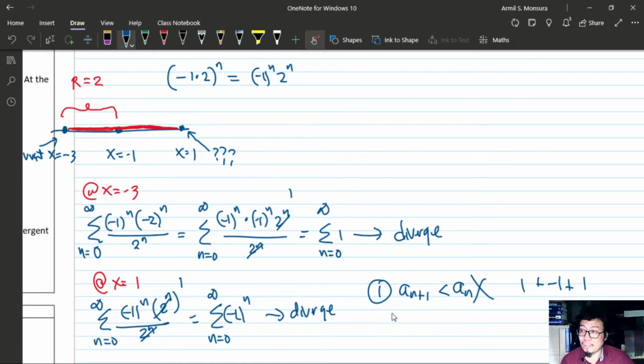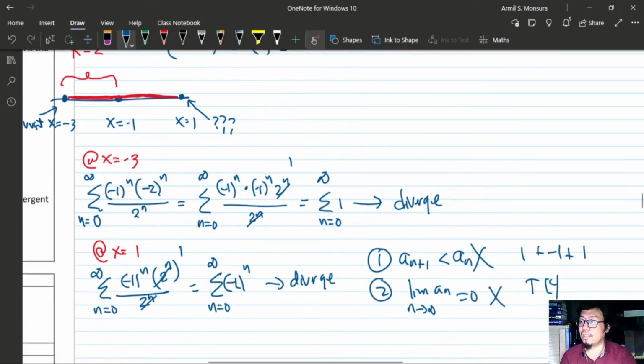And number 2 is that the limit of a_n as n approaches infinity should be equal to 0, which is obviously not the case because your values are simply oscillating between 1 and -1. So there is no chance that the nth term of this series would become 0. So therefore, this is known to diverge under theorem 14, the alternating series test.